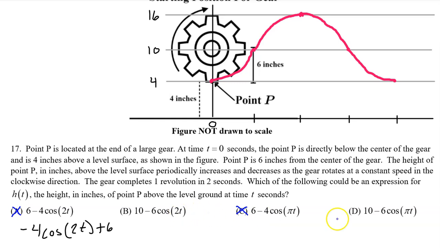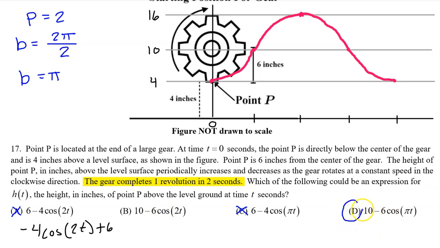But in order to find the b value, we have to start by finding the period. We are told that the gear completes 1 revolution in 2 seconds. So that's the period right there. Now the b value is always going to be 2 pi divided by the period. So b will equal 2 pi divided by 2. The 2's cancel out, leaving a b value of pi. That corresponds to option D, which does have a b value of pi.